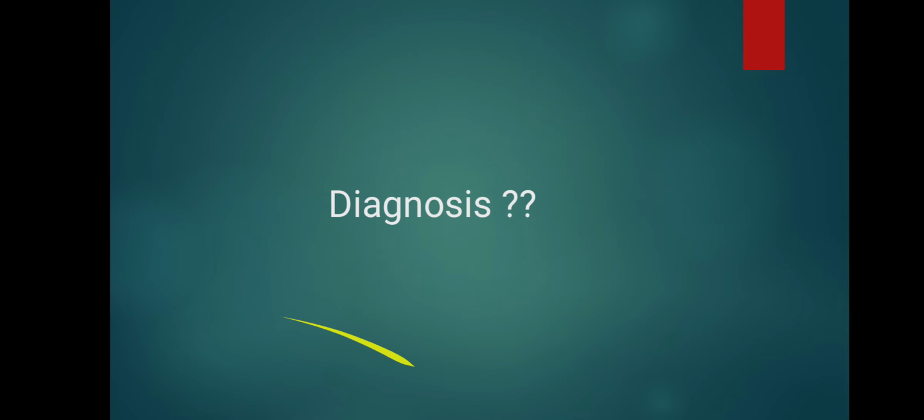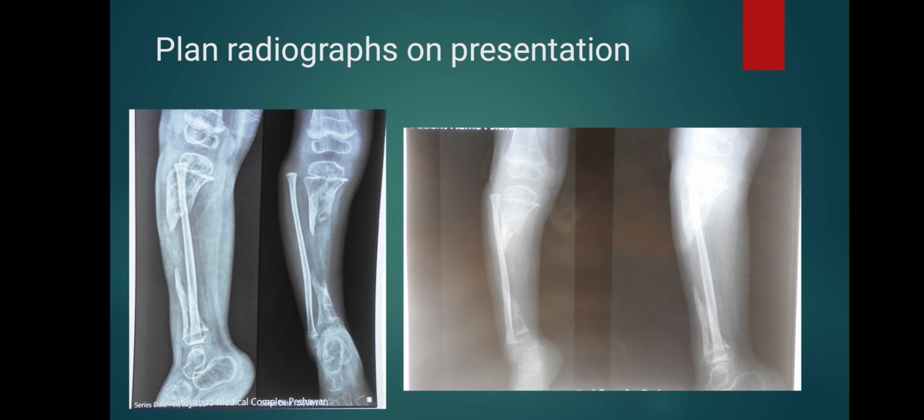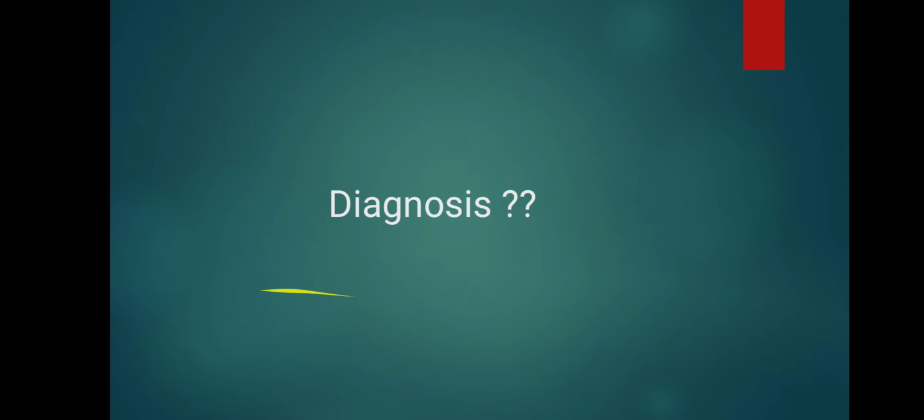So the diagnosis is clear. This is a gap non-union, and from the history that I have told in the earlier slides, it was initially an infective process. So this was basically chronic osteomyelitis of the tibia, right? And from this chronic osteomyelitis, there occurred a pathological fracture, and now it is a gap non-union of the tibia.